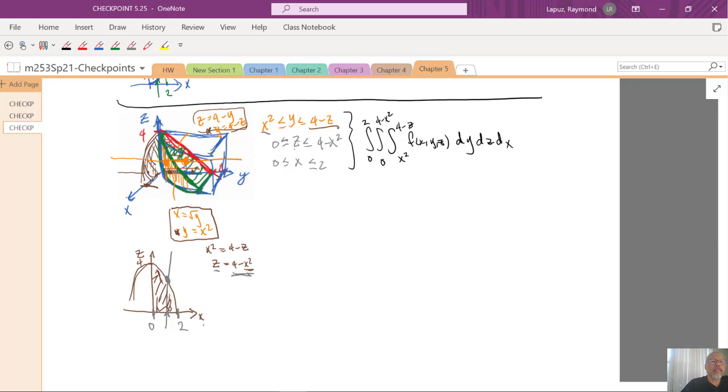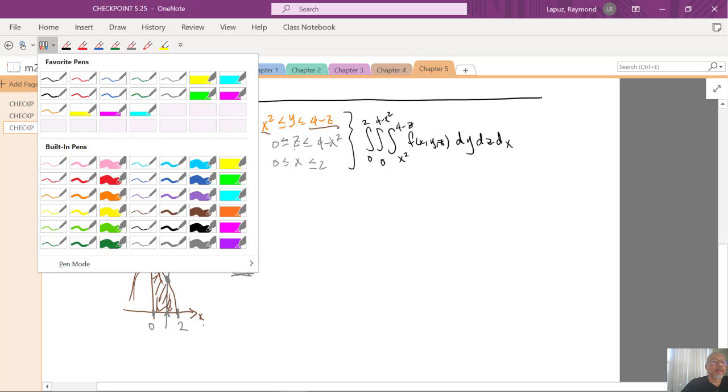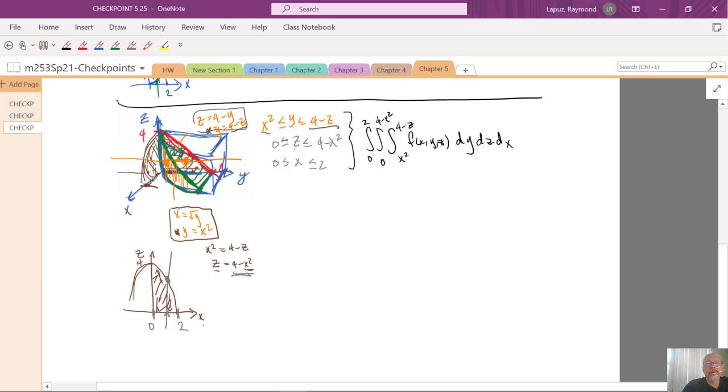Okay. And then we have one more integral to go, and with this integral we're going to keep the innermost integral, limits of integration, that's the y, going from x squared to 4 minus z. And then we'll decide this time to integrate with respect to x first. And we focus on the 2-dimensional picture. Integrate with respect to x first.